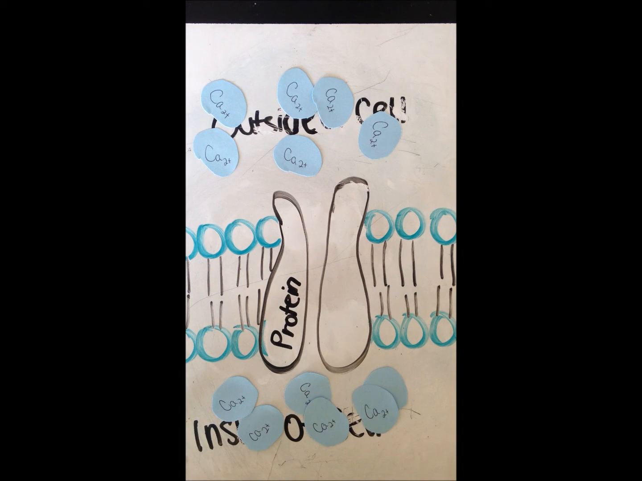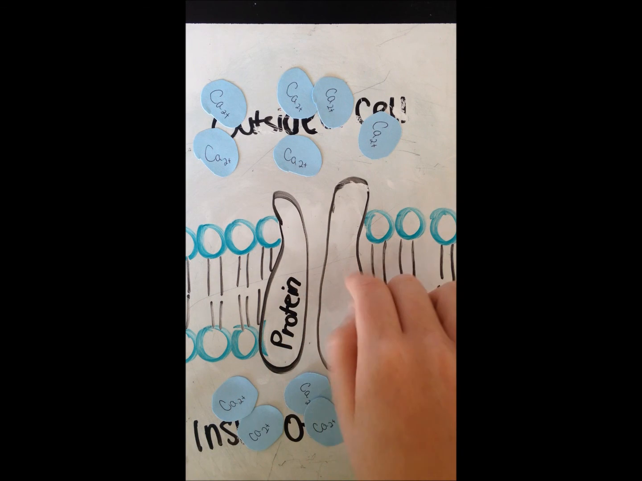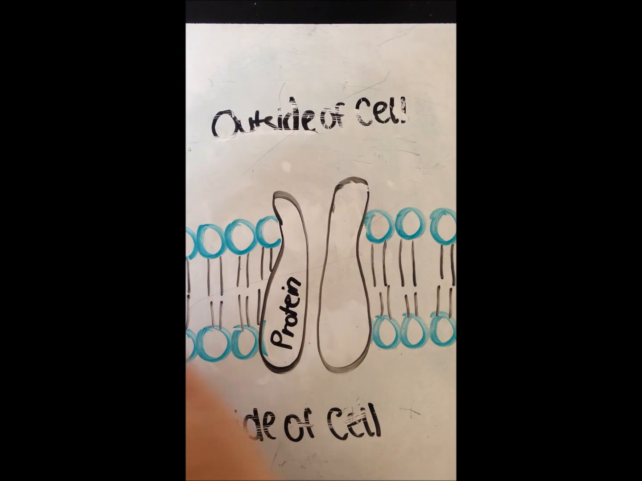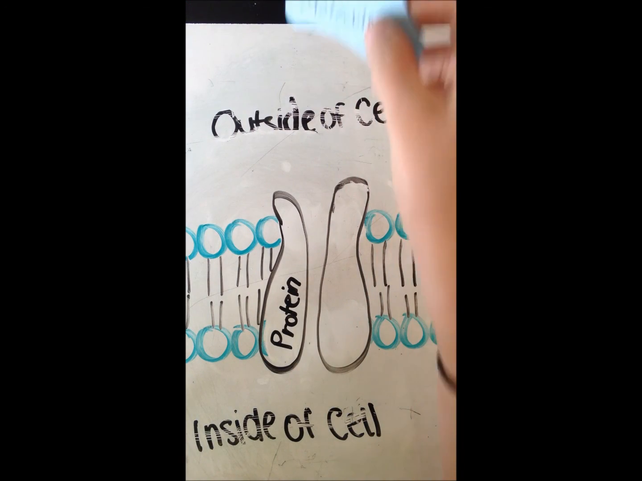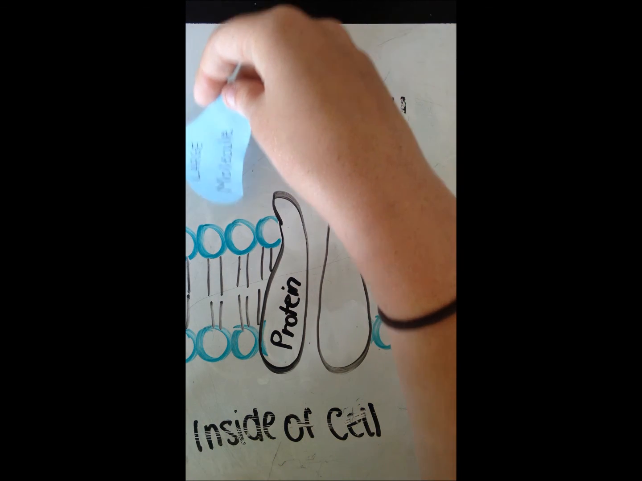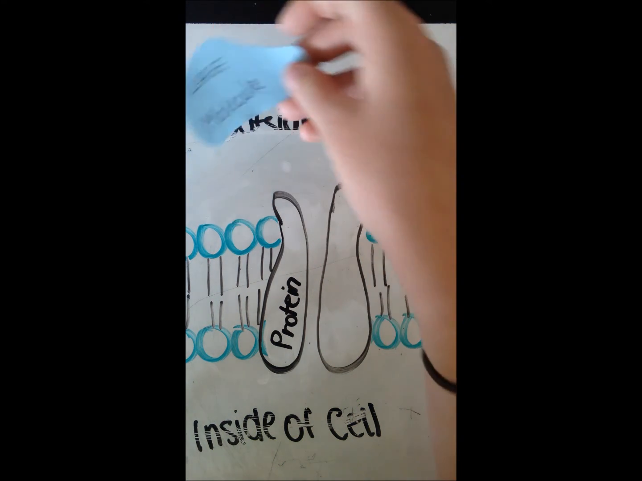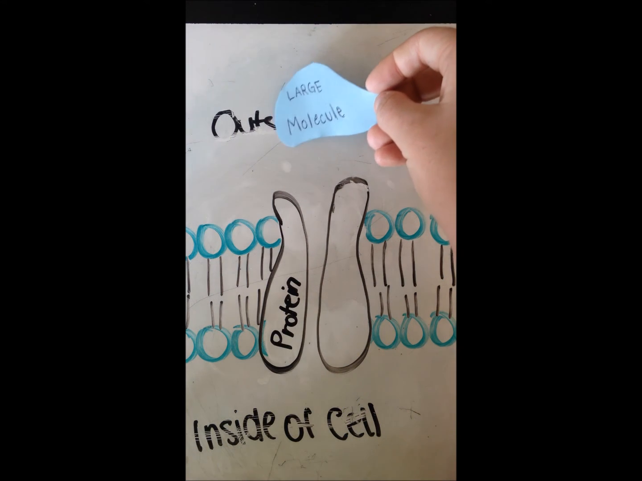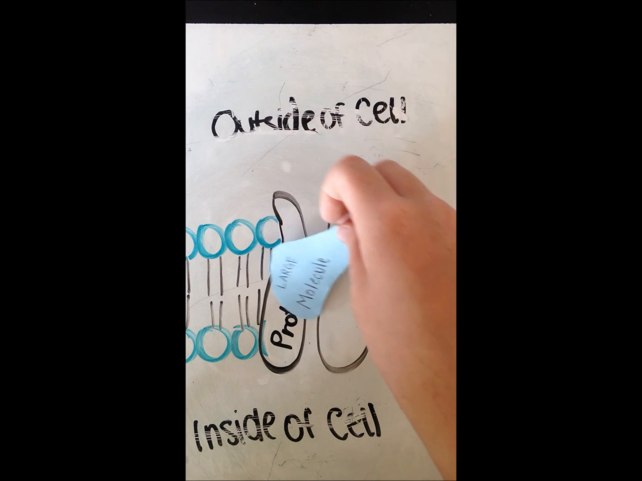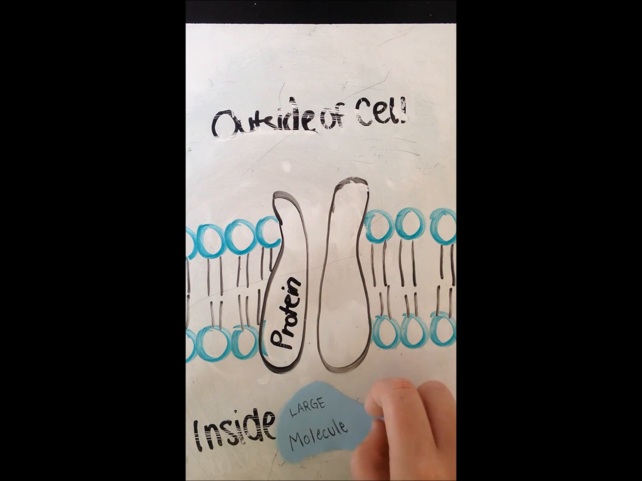So things to remember about facilitated diffusion would be the high to low concentration gradient and how the ions move without any energy, but it has a protein. So another part of facilitated diffusion would be it also moves large molecules that cannot diffuse across because they're too big. So the large molecule diffuses into the protein and then to the inside of the cell.